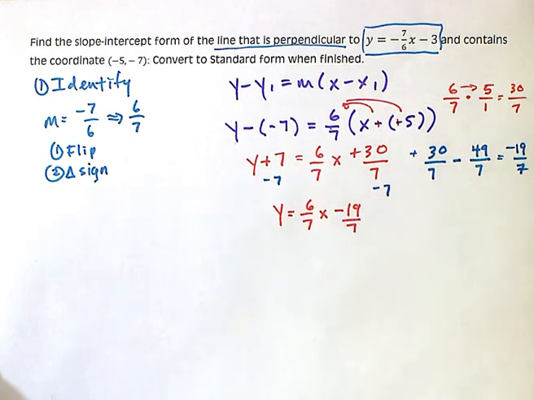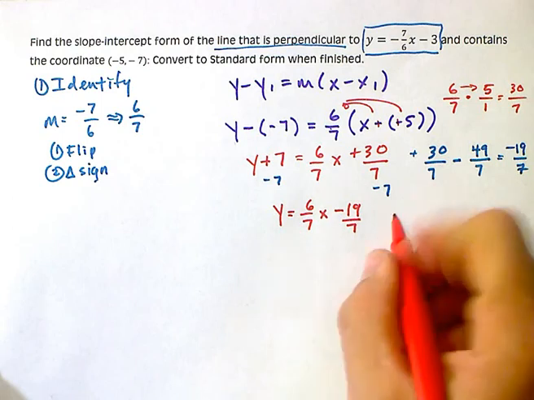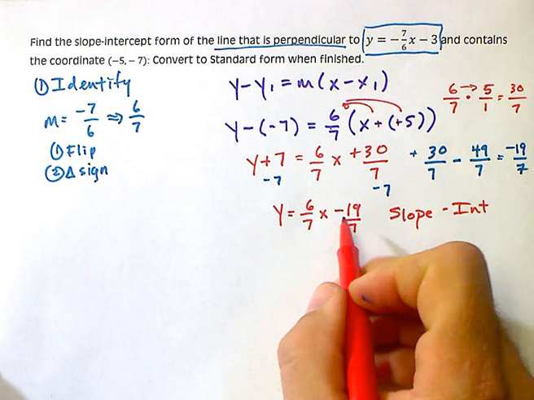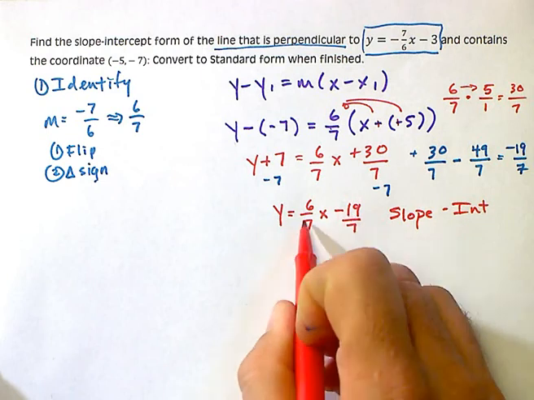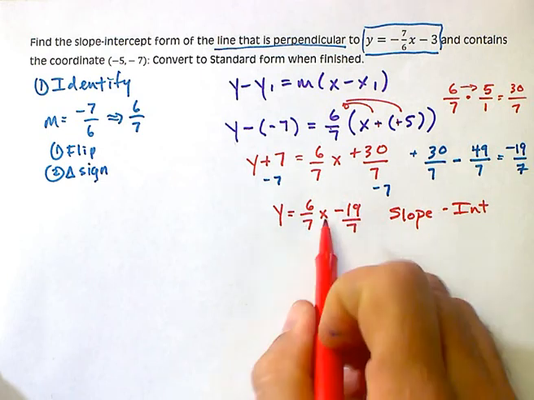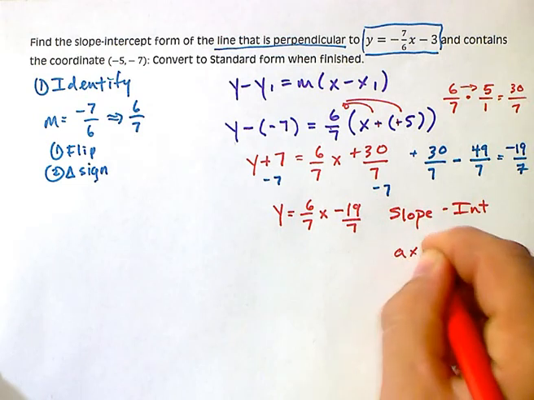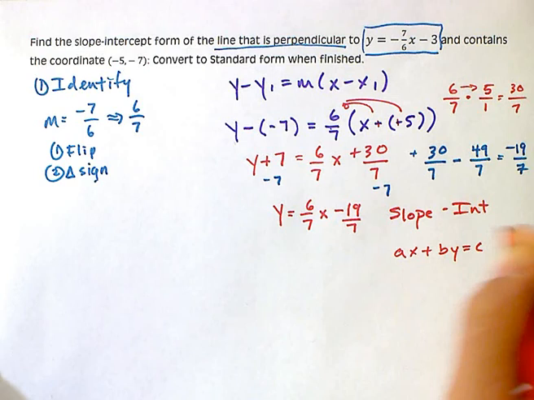Now in some cases, here's my slope-intercept form. I could graph this because it gives me a y-intercept, it gives me a slope. But sometimes we'll be asked for standard form, the ax plus by equals c. We'll be asked for standard form.